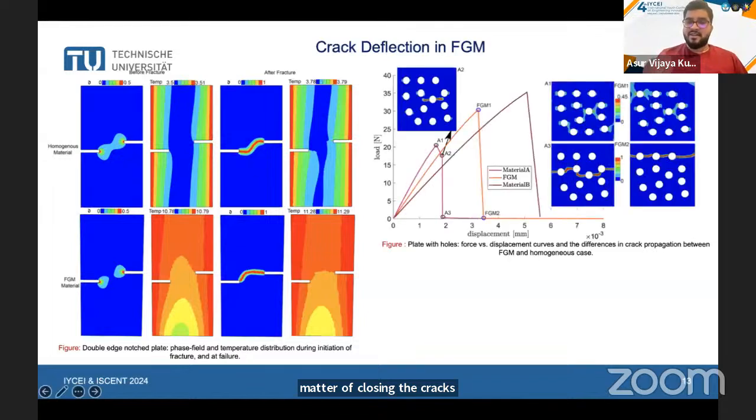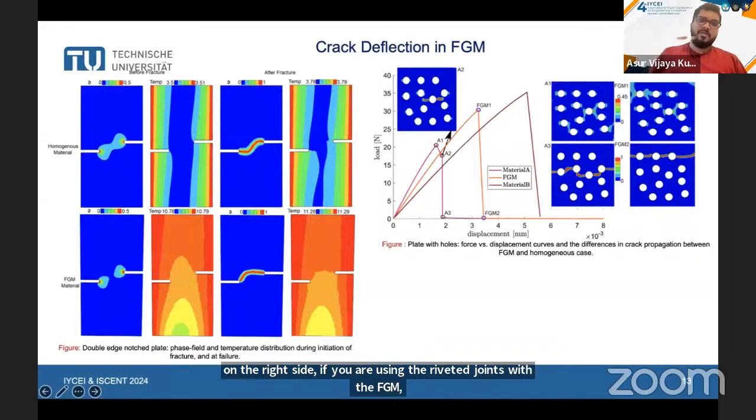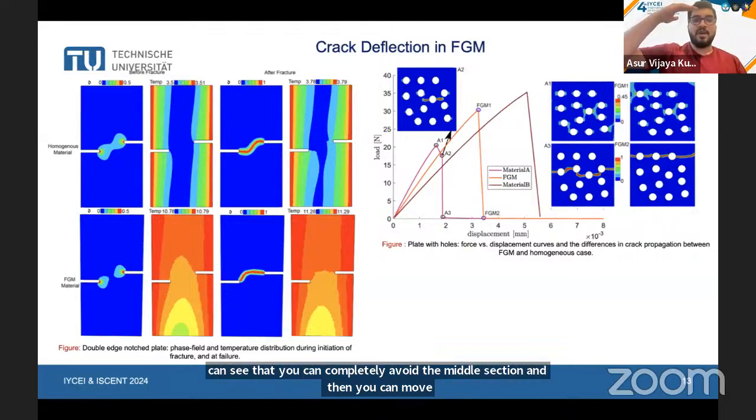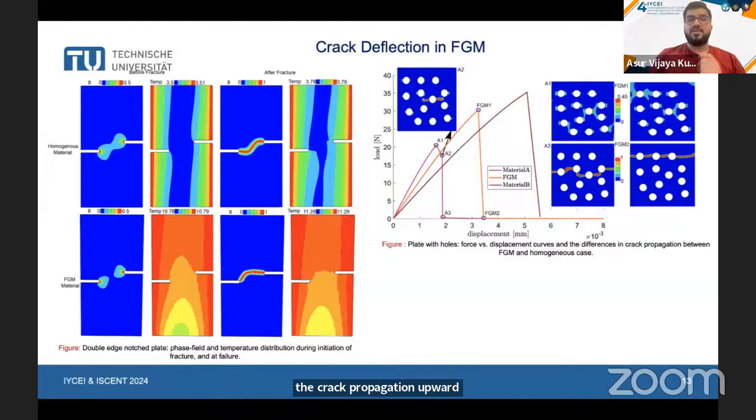For example, this is a riveted joint. Riveted joints look more or less like this. Now, in the homogeneous material, you see here, A3, A1. So this is for the homogeneous material. This is where the cracks would usually start in such riveted joints. But on the right side, if you're using the riveted joints with the FGM, you can completely avoid the middle section, and then you can move the crack propagation upward. You can also do this downwards, depending on how you want to design your component.